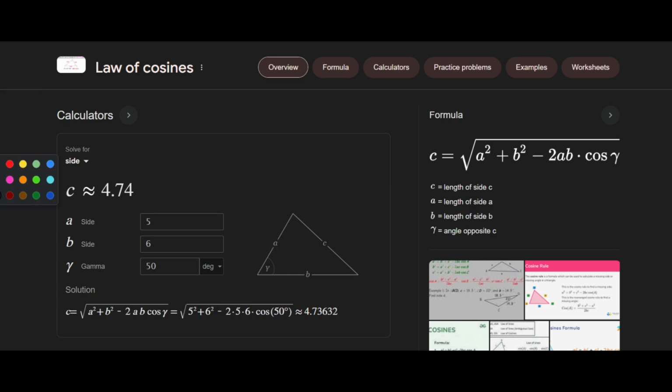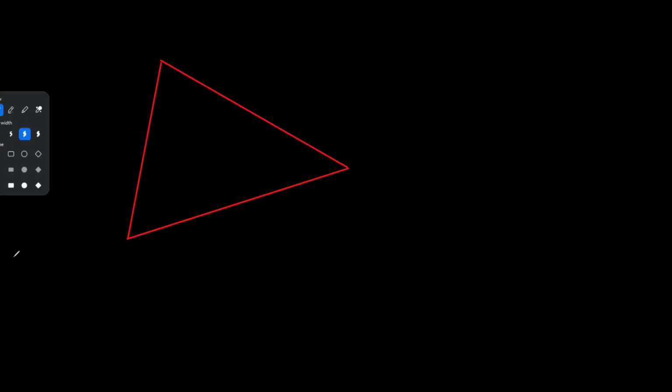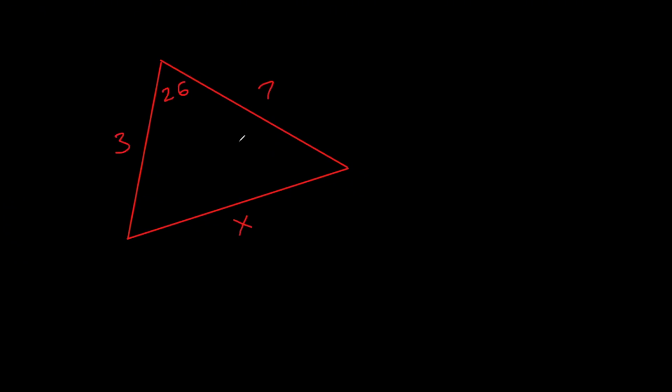Let's try another example. Okay, so let's say we have this triangle here and we're trying to solve for x. In this case, x is actually c in the equation. So the equation is c squared equals a squared plus b squared, which is Pythagorean's theorem, and then you just add this extra stuff, 2ab cosine capital C. So let's just write down what everything is.